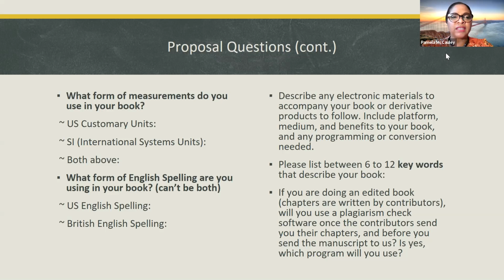In fact, I think it sells more internationally right now than it does even in the US. So there are US customer units, but again, I would encourage that. I would think that most authors probably would. Is that true, Cindy and Aaron, that most authors use SI units? We encourage authors to do both if they can. Okay, good.